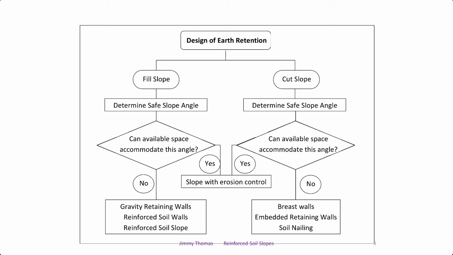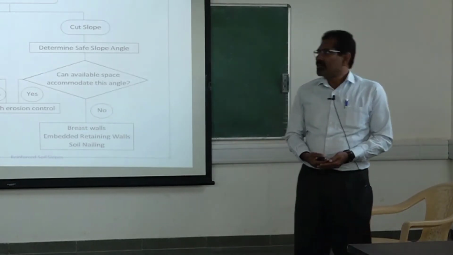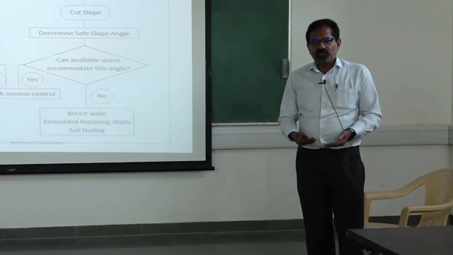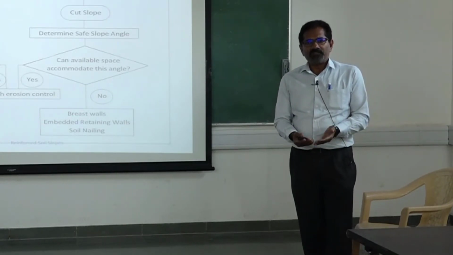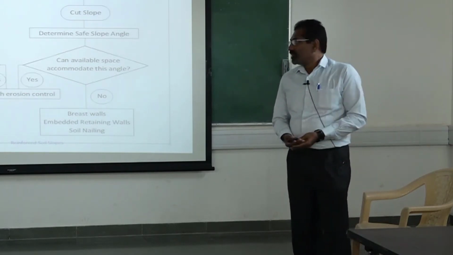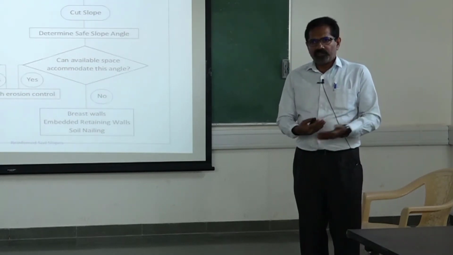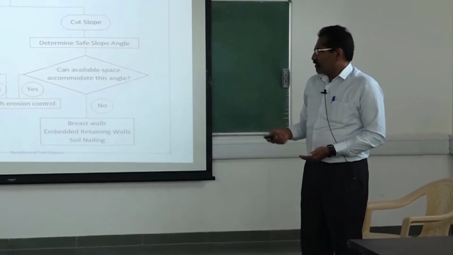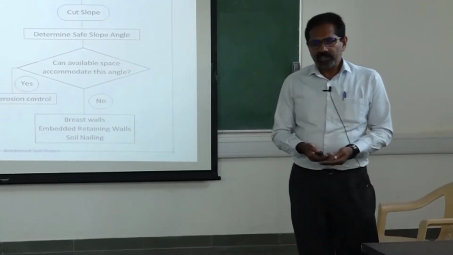So here also again to recap from yesterday, first thing is to determine what is a safe slope angle. If space is available, it is the best option. Usually that is going to be the cheapest option. But if land is not available or if land is too costly, or today there is one more constraint, even the fill material may not be available in many places, or it may be too costly. So then we have to go for an earth retaining solution. So again, we can go for a retaining wall or a steep slope.